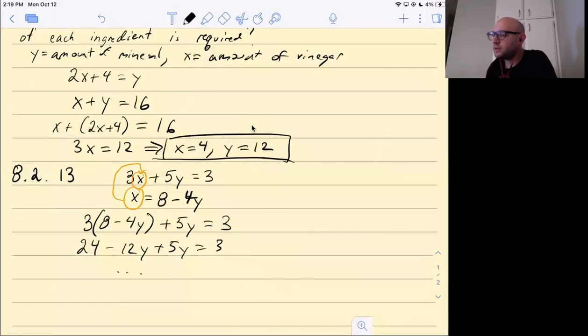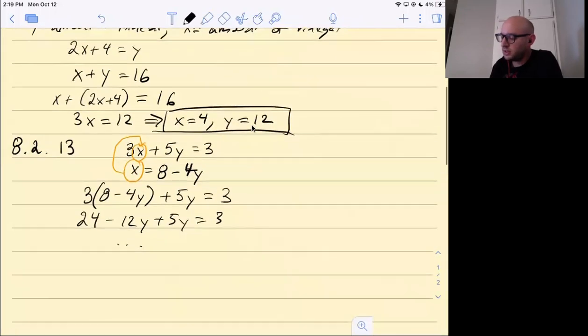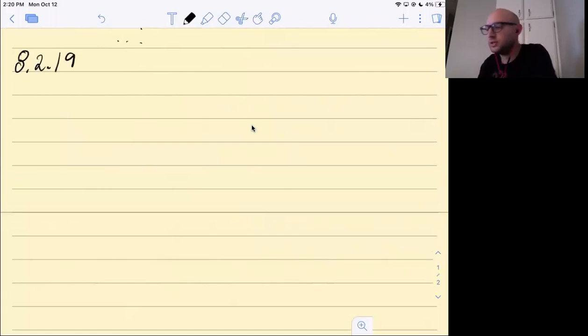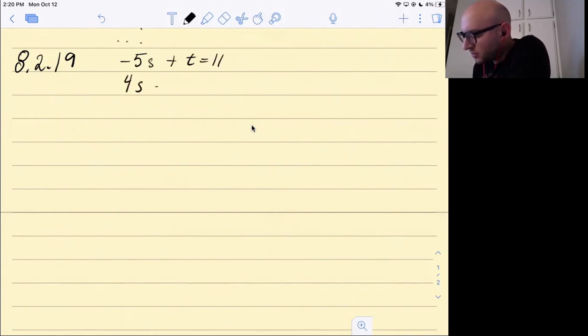Okay, let's move on. Let's take a look at number 19. So this one asks to use the substitution method, even though it's set up like an elimination problem, because everything is written in standard form. So 8.2 19, but you can always use any method that you want. You just have to rearrange stuff if you want to use the other method. So this is negative 5s plus t is equal to 11. And this is 4s plus 12t is equal to 4.